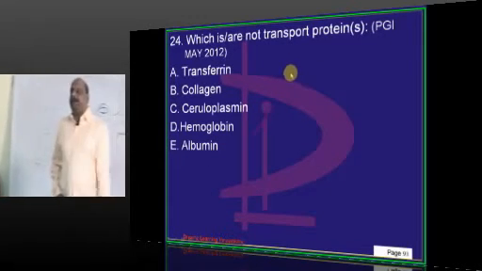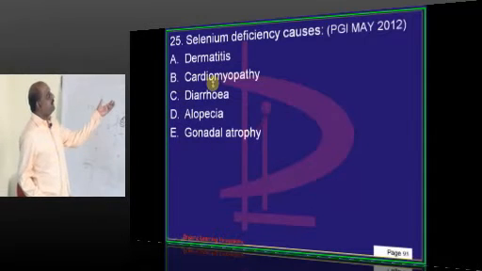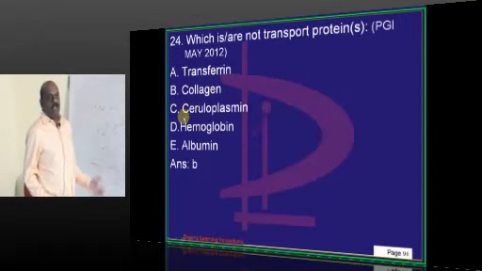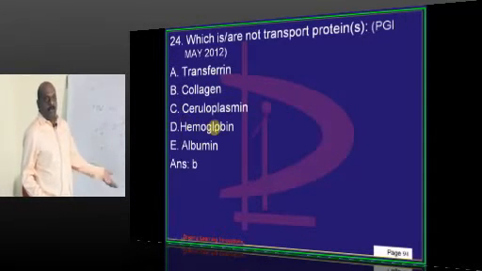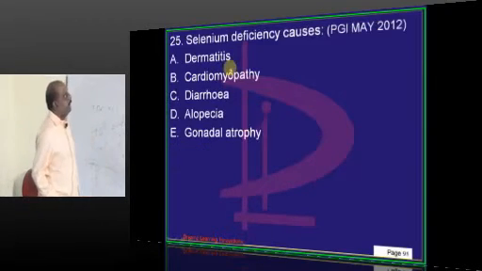What is not a transport protein out of all this? The very name says transferrin is transport, ceruloplasmin carries copper, hemoglobin carries iron and oxygen, albumin carries lot of things. So that's what you need to remember.